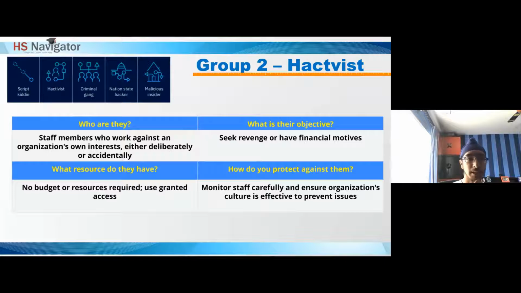The next groups are hacktivists. So hacktivists are staff members who work against an organization's interests, either deliberately or accidentally. They usually have no budget or resources, and they have granted access. Their objective is usually to seek revenge or have financial motives against an organization that they're already a part of. And how you protect against them is make sure that you monitor your staff and you ensure that your staff is working towards your company's benefit.